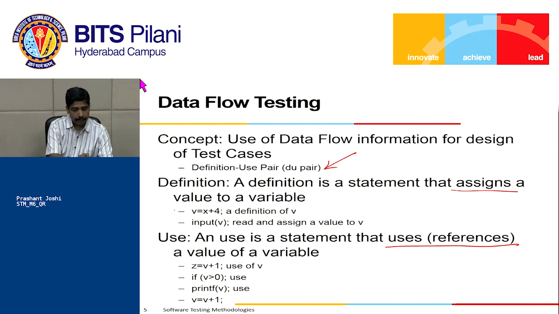Like we have v is equal to x plus 4, which is a definition of v, and here you would find v is equal to v plus 1, which is also a use and also a definition. Thus input of v would be a definition, print of v, if v is greater than 0, or z is equal to v plus 1, where you find a use of v in all cases.